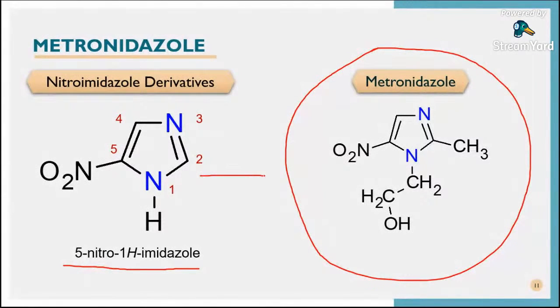Now you need to observe both structures. That is the 5 nitroimidazole structure, or nitroimidazole structure, and the metronidazole structure, and try to point out the difference. I have already given the numbers and I am waiting for your answer. What are the different groups, or what is the difference between these two structures?